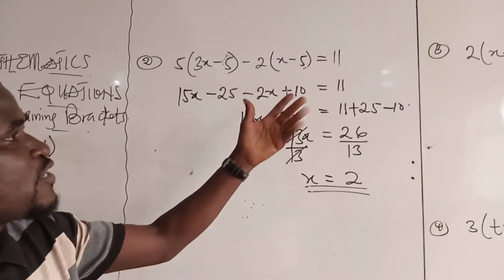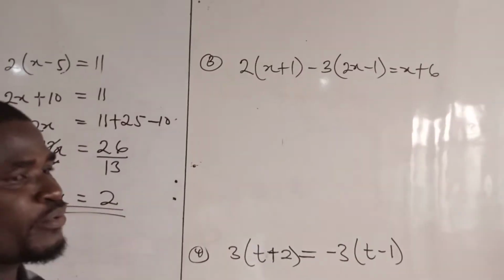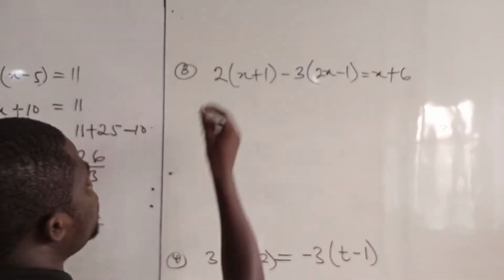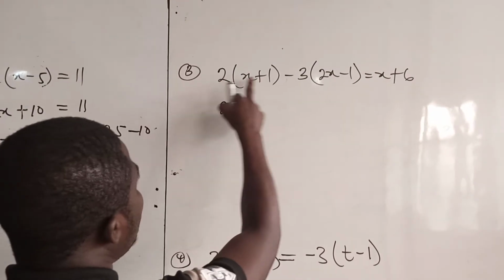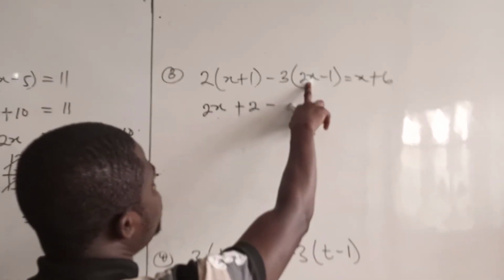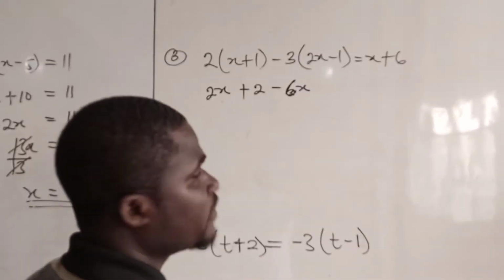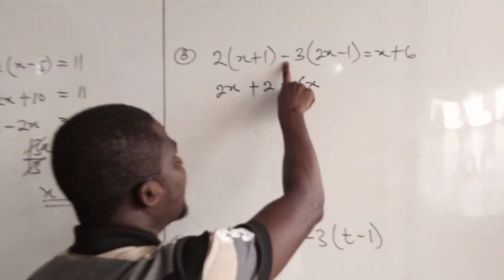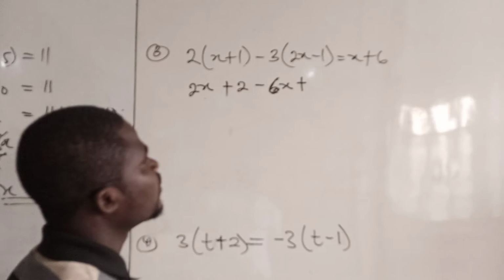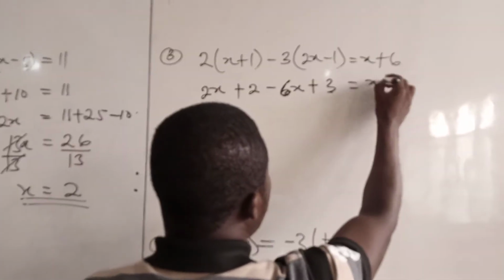Good. Let's try our third example. The same procedure. 2 times x will give us 2x. 2 times 1 will give us 2. Negative 3 times 2x will give us negative 6x. Now take note, negative times negative will give us positive. 3 times 1 will give us 3, equals x plus 6.